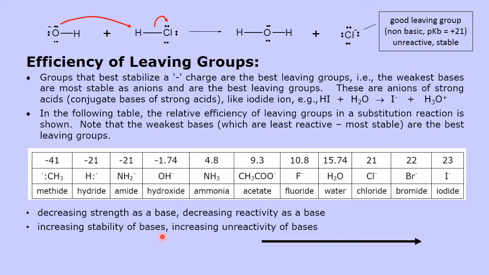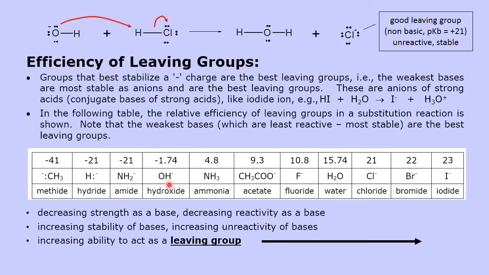Increasing stability of bases means increasing unreactivity as bases. I'm just saying this as many ways as I can till it clicks for you. Increasing ability to act as a leaving group. If you think of this in a very general sense, a reaction that goes spontaneously forward is one that would produce stable unreactive species, whereas a reaction that's going to produce a reactive species would not be favorable.